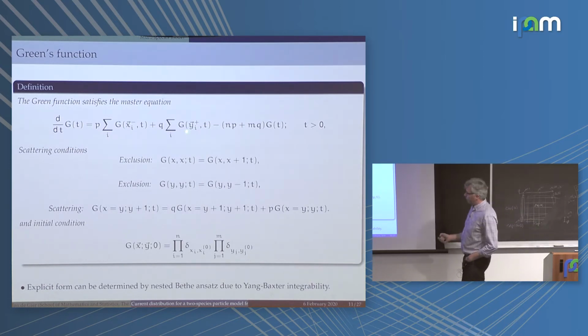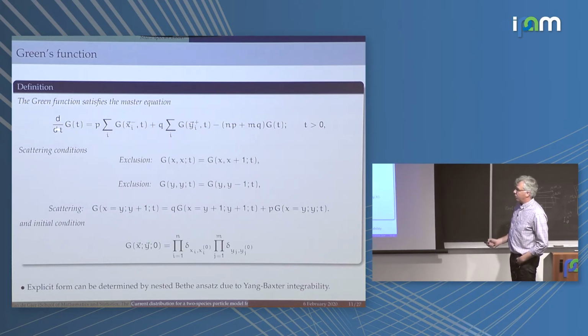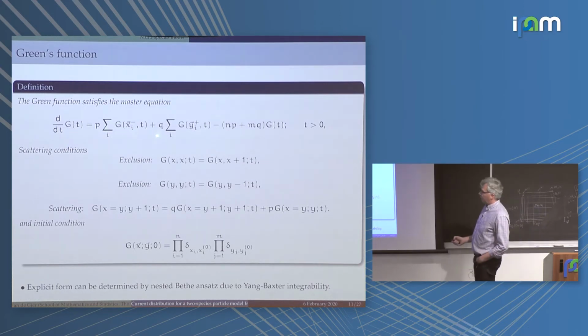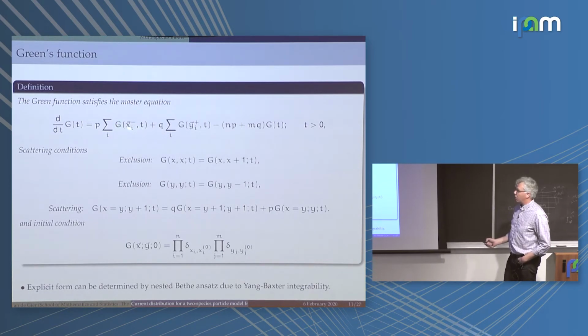So the Green's function satisfies the master equation, which means that the rate of change of the Green's function has 3 terms. So first of all, these are the hopping rates of the plus particles. So if x_i are the coordinates of the plus particles, and x_i minus means that the i-th coordinate is 1 less, then that particle at position i can hop to the right to position x_i, and therefore give a positive contribution to the rate of change of G.